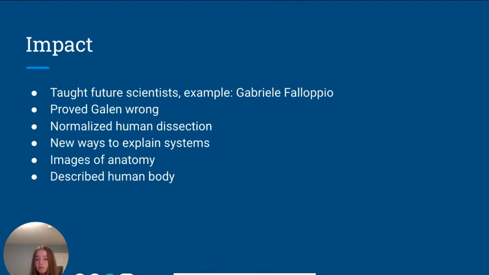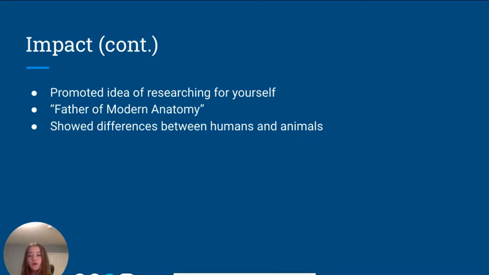He found new ways to explain systems. For example, he was able to completely describe the muscular system, and he was able to name every muscle in the body and its purpose. His images and descriptions of the human body helped pass on his ideas to future generations. He also promoted the idea of researching for yourself rather than solely relying on the information of past scientists.